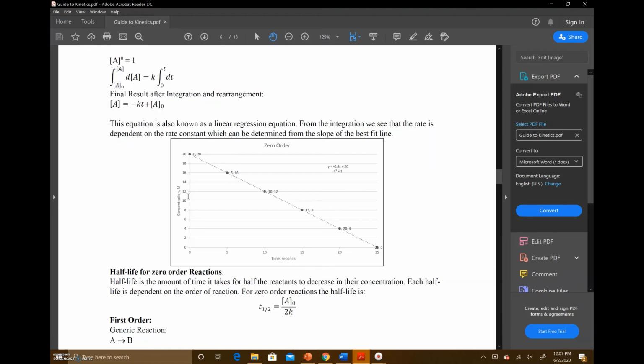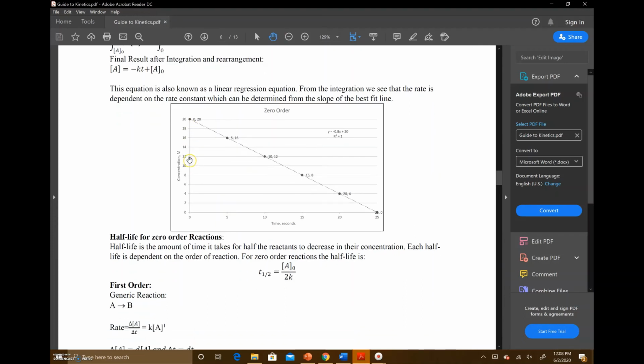So if you start off with 1 molar, half of that is half a molar. So it takes a certain amount of time to go down by half a molar. And then half of the half is 0.25 molar. I don't want you to be confused with that. It sounds kind of funky, but either way, each of the orders of reaction has its own unique half-life.